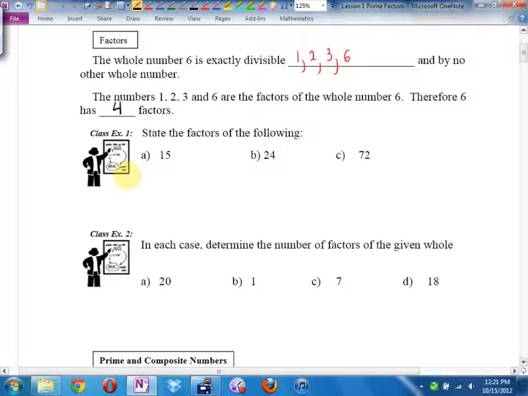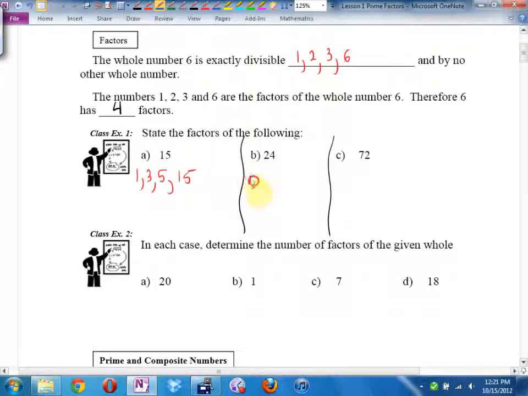State or list the factors of the following. All right, 15. The obvious one, 1. Fancy word for obvious is the trivial one, is what we say in math. 1. What else? 3. What else? 5. And right away I notice, hey, 3 times 5 is 15. I can start pairing them up. I'm going to go back to the 1 and I'm going to say 1 times what is 15? 15. I didn't even bother looking at 6, 7, 8, 9, 10, 11, 12, 13, or 14. Little shortcut for those of you who have not picked up on that one.